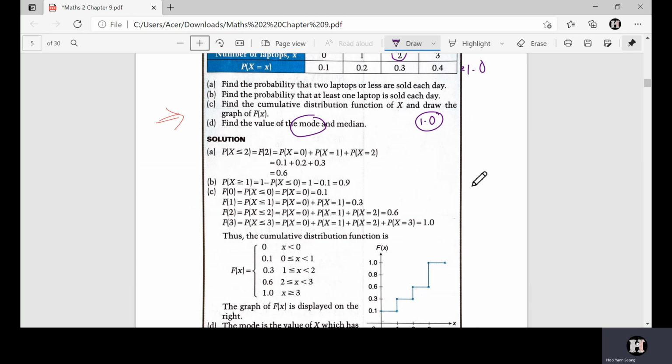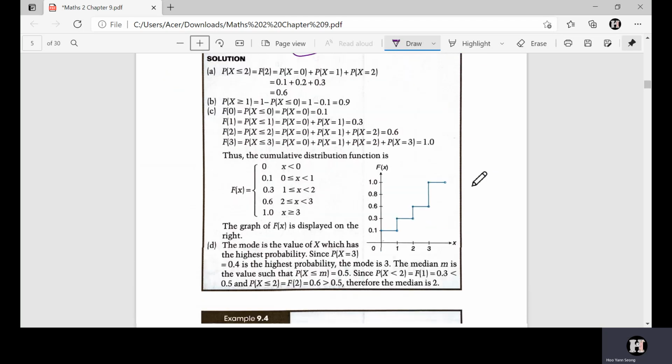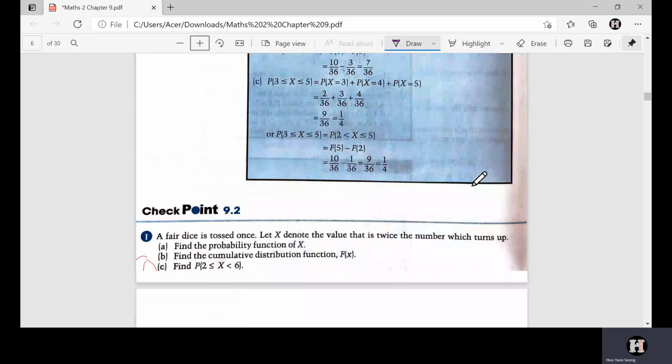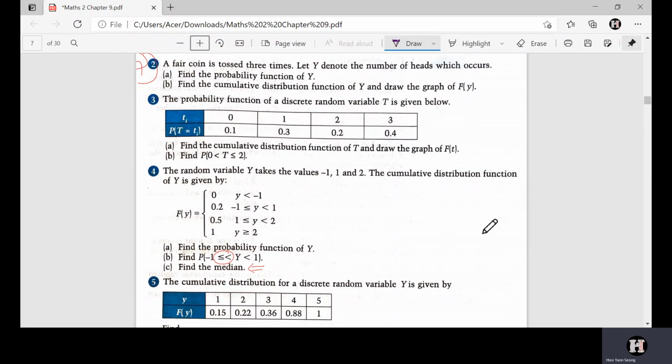Now let us look at another example here. So this one actually is wrong, and I don't know which one, so you better check your book. Now find the median. You no need to sum up by yourself to 0.5. So your range is at 1 or 2? Actually it is at 1.